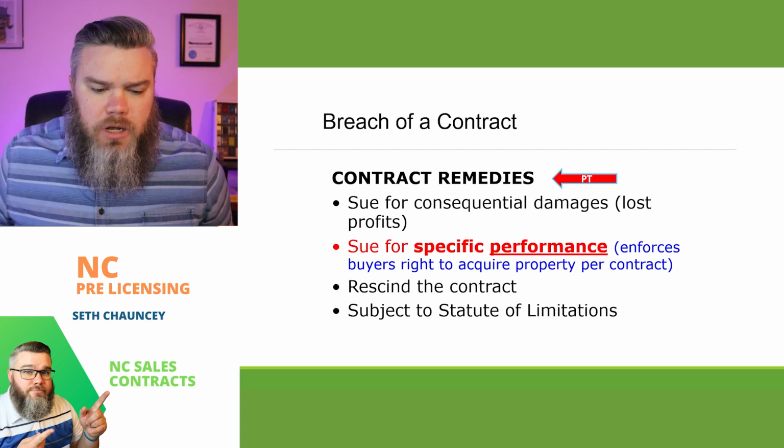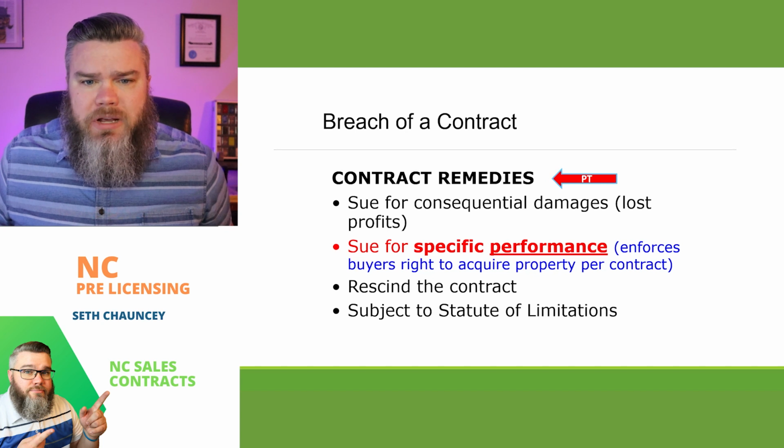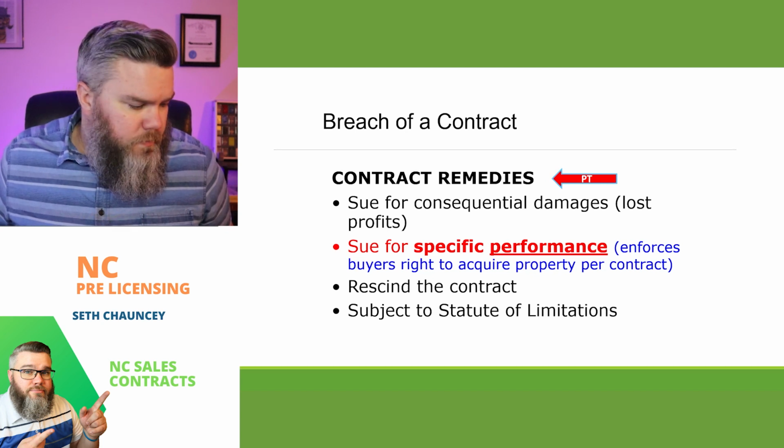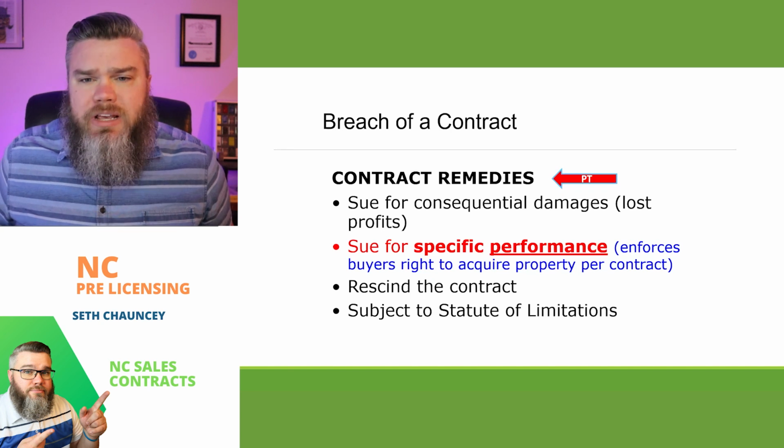Then we got into valid, void, voidable. What makes a contract valid? Just in a nutshell, what makes it valid? It has all the elements. Has all the essential elements of a valid contract. That's exactly right. How many of them are there?